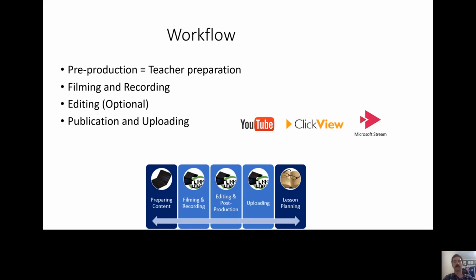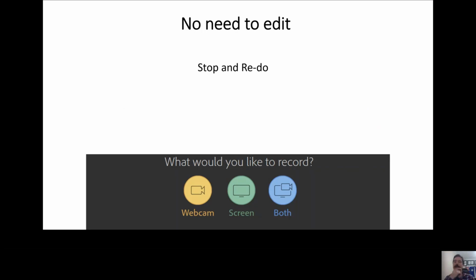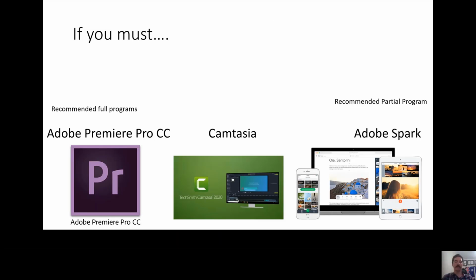So YouTube, click, view, stream. Obviously, our option is Stream. So doing that natively within Stream is probably the best thing. No need to edit. If you stuff it up, you start it again. If your video is that long that you can't do that, you're probably talking for too long, according to what we know about the recommended length of video, which is somewhere between 2 minutes 46 seconds and 3 minutes, to be quite precise. If you must, I recommend using Camtasia.